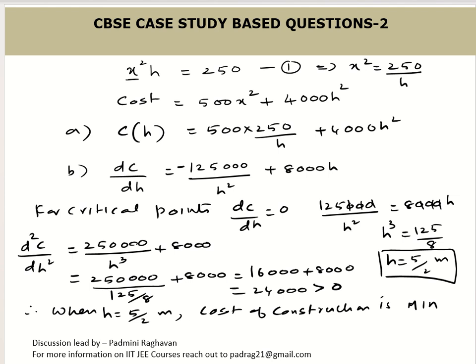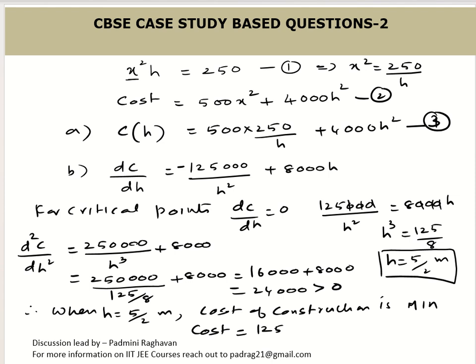Then they're asking what is the cost of the pool. So what is the cost function given as? The cost function is given as, let me mark this as 1, let me mark this as 2, let me mark this as 3. Equation 3 will give us the cost. So he's asking what is the minimum cost. So let us substitute h equals 5 by 2.